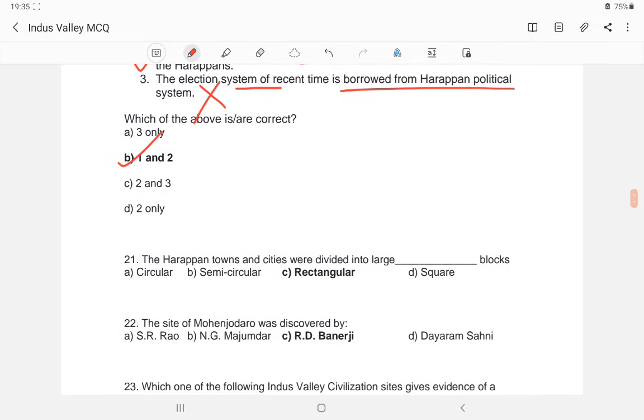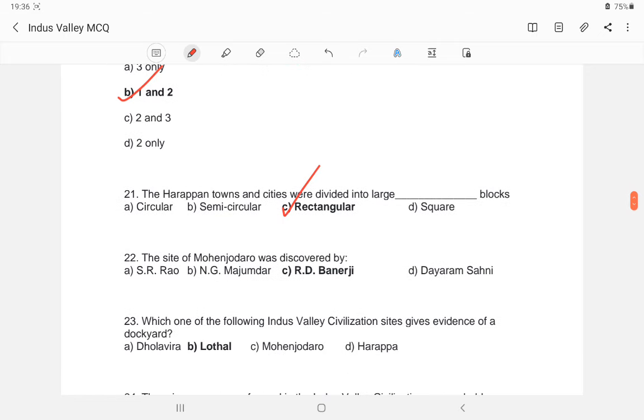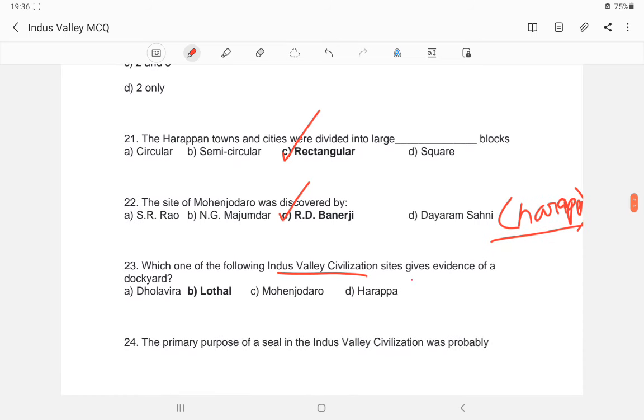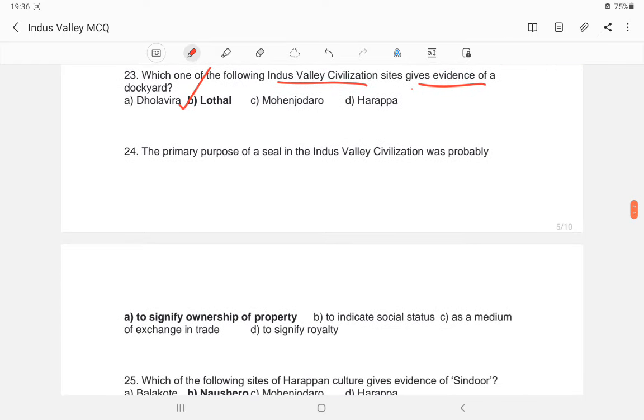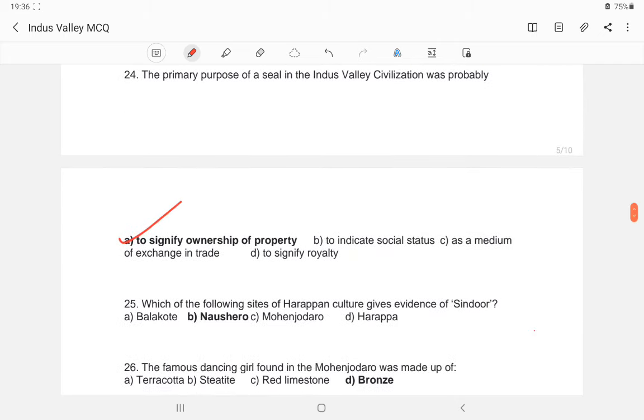Question number 21. The Harappan towns and cities were divided into, well, already explained, rectangles. The site of Mohenjo-daro was discovered by R.D. Banerjee. Also in the diagram, Harappa was discovered. Which of the following Indus Valley civilization sites gives evidence of a dockyard? Lothal. The primary purpose of a seal is probably to signify ownership of property.